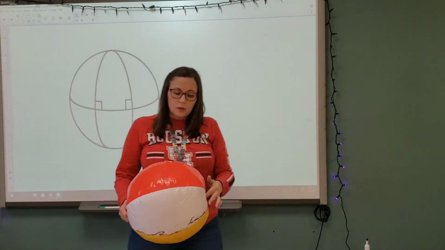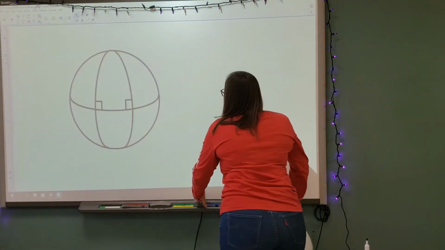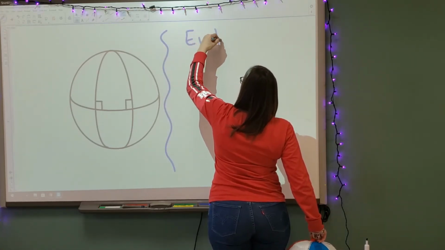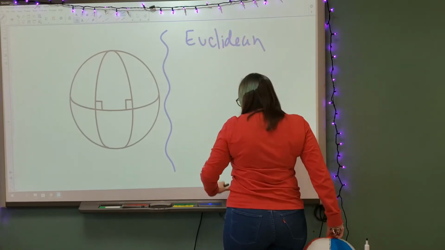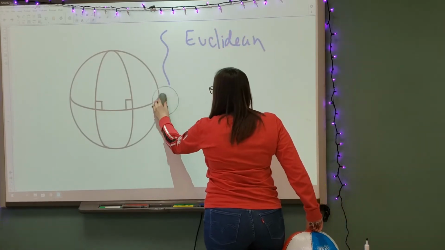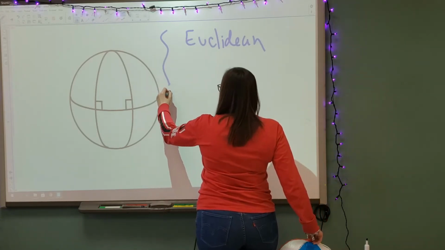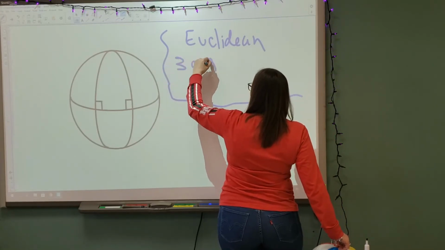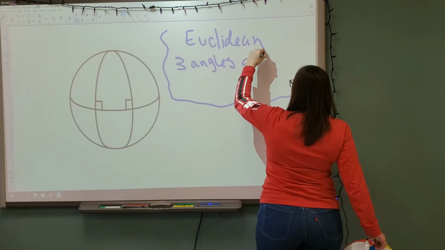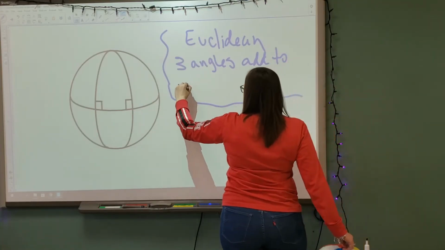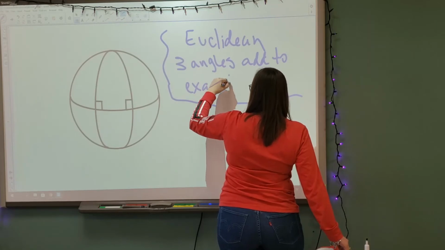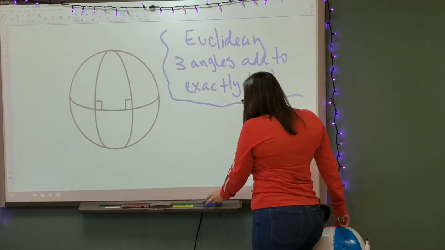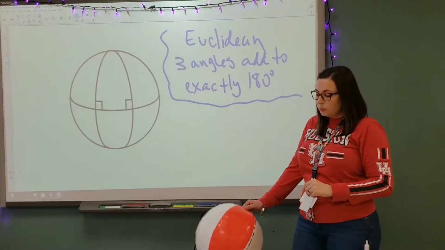So in regular Euclidean geometry, and we're going to divide this a little bit differently here, give us some more space, in a triangle, the three angles add to exactly 180 degrees. Now, spherical geometry is a little bit different.